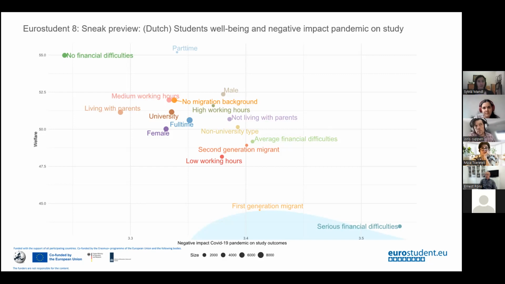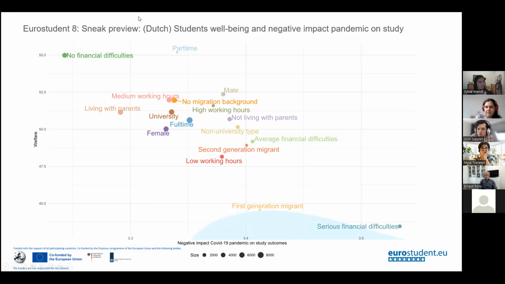For this, we used one of the topical modules from EUROSTUDENT 8. There were questions on what students thought that COVID-19 did on different outcomes. We also did a factor analysis on this, and there clearly was, at least on the Dutch data, one study outcome factor. So look at these different items, for instance the duration of their studies, the grades, and the knowledge and skills they learned at that point.